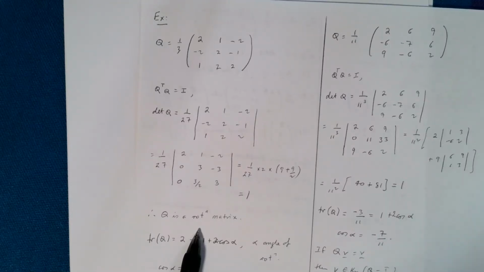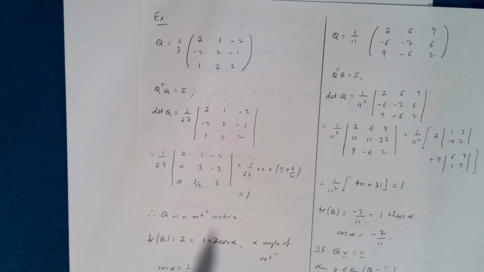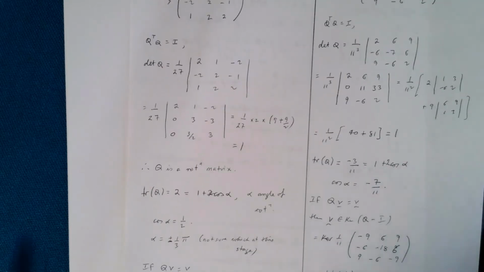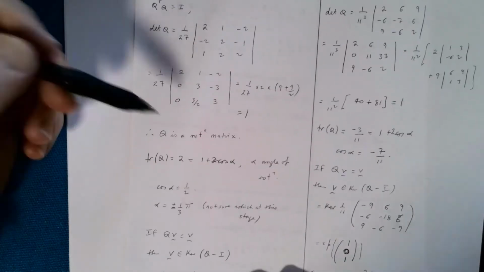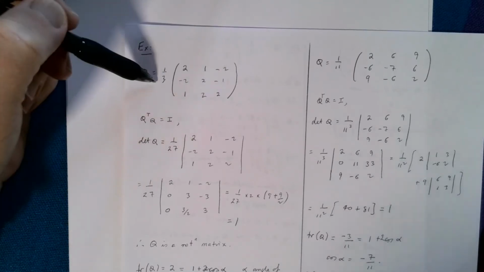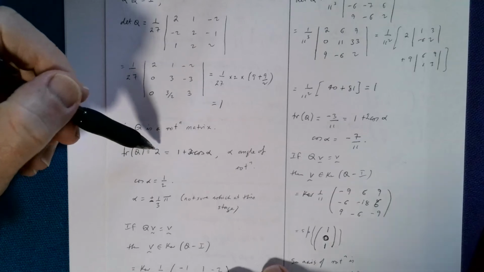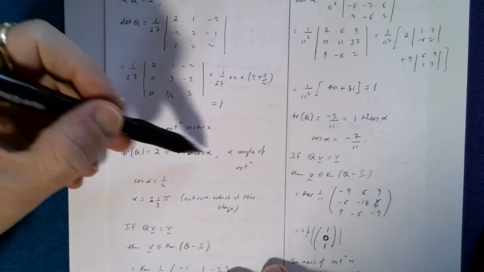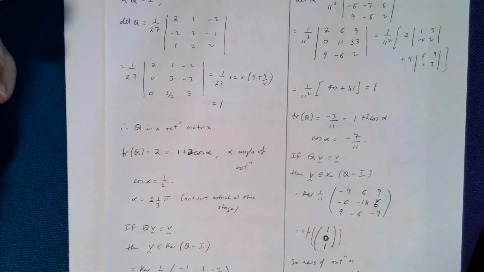So they're the two conditions. We have to check it's orthogonal, determinant 1. So this is a matrix that will rotate in space. To get the angle of rotation, we go for the trace. Now the trace of the original matrix is 2, 4, 6 over 3 is 2. So the trace of Q is 2, and our formula from before tells me that this is the same as 1 plus 2 cos alpha, where alpha is the angle of rotation.